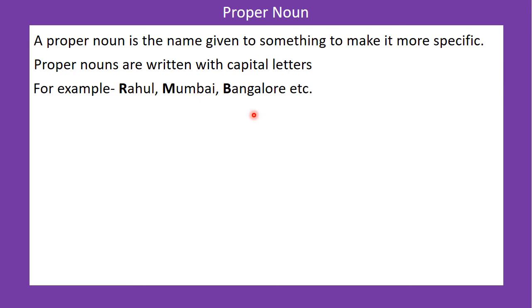Rahul, Mumbai, Bangalore, etc. Rahul is a particular name of a boy, and Mumbai is a particular name of a place. Bangalore is a particular name of a place again. So these were the examples of proper nouns. Let's move on to our next slide.